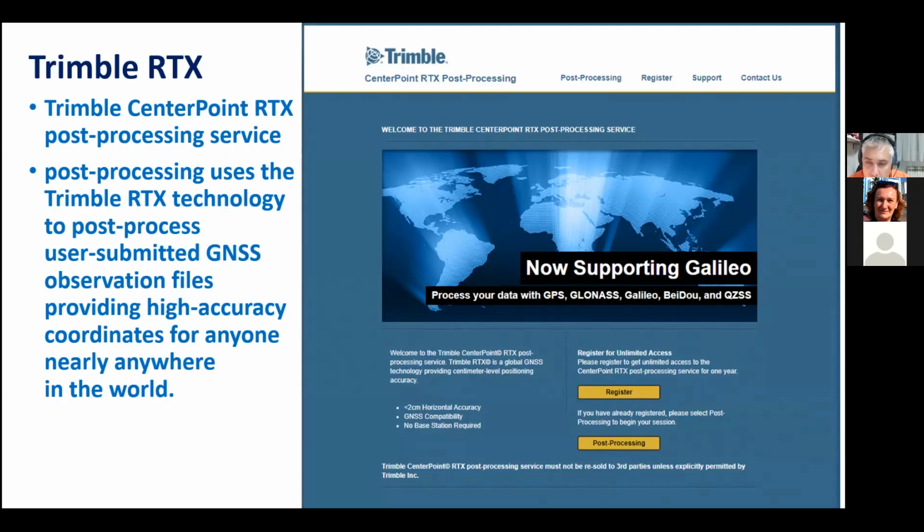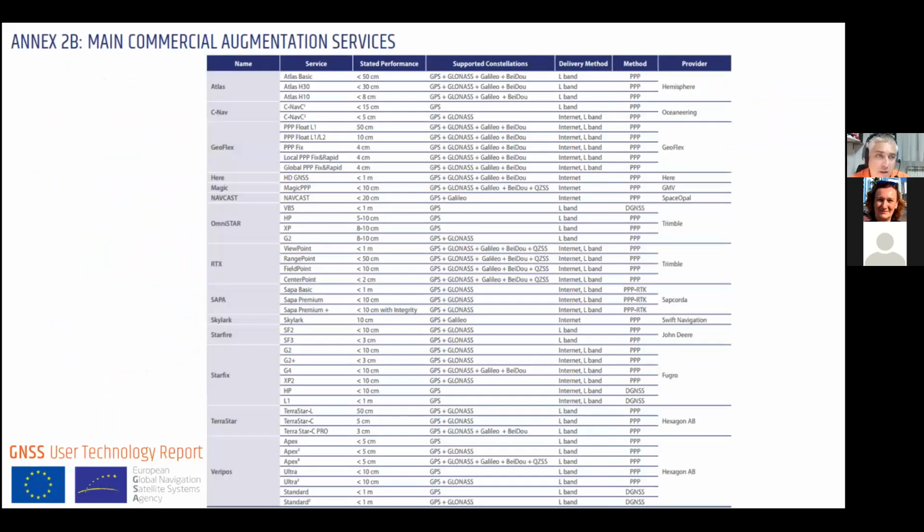So basically, as you can see, you have to be registered in order to be able to use the service. And it is stated that the service provides better than 2 centimeter horizontal accuracy, GNSS compatibility, and no base station is required. So those are the features of the post-processed PPP method.